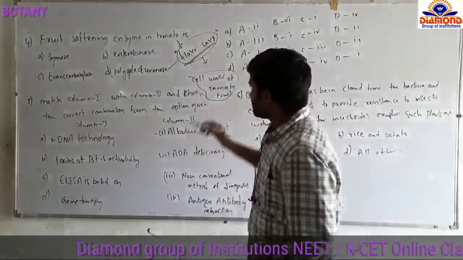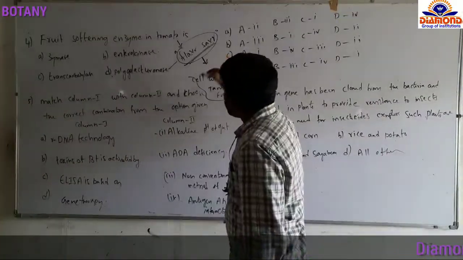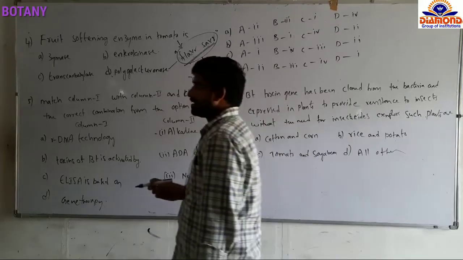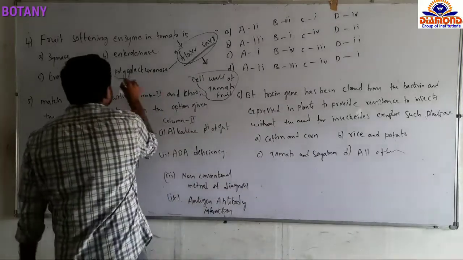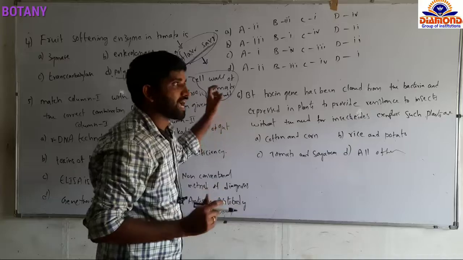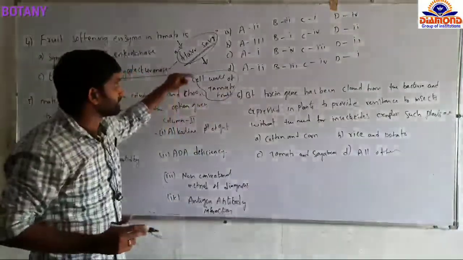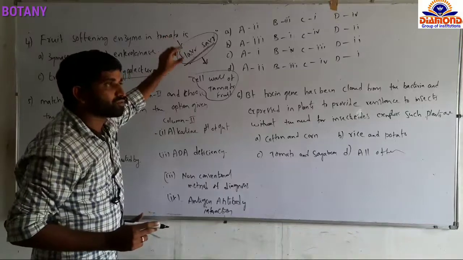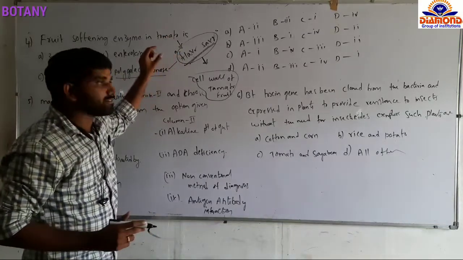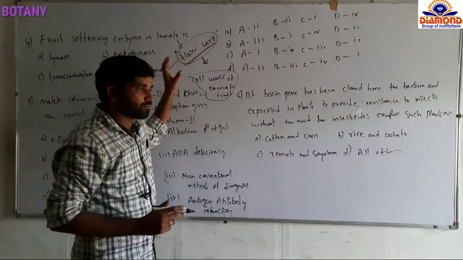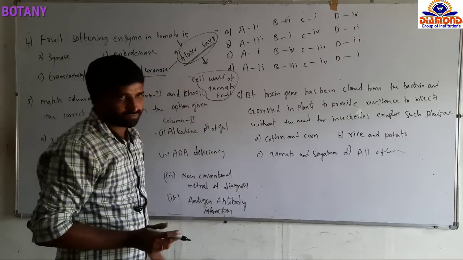So here we can see the tomato fruit cell wall. At the time of ripening, the polygalacturonase enzyme is activated. If the polygalacturonase enzyme is activated, the cell wall will degrade and the fruit will become soft.